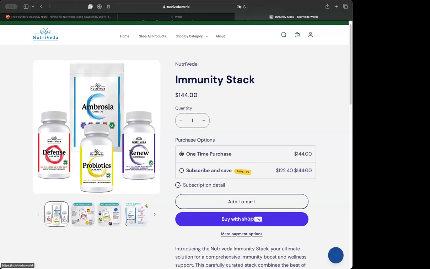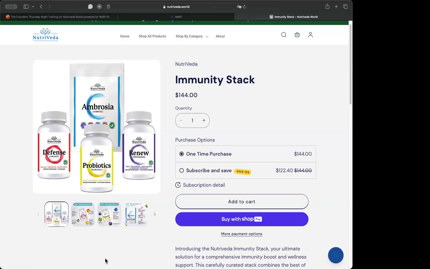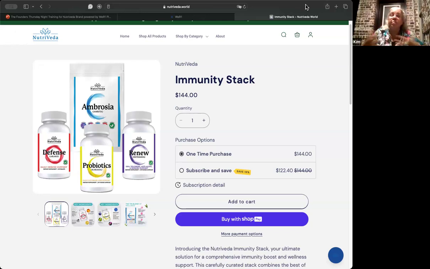And folks, the immunity stack, we're coming into the fall and winter season. What is common in fall and winter? Colds and flu. Yes, exactly. Colds, flu, COVID. Yep. So let's just start building our immune system, making sure our loved ones, family, friends, and everybody we come in contact with has access to keeping their immune system strong.